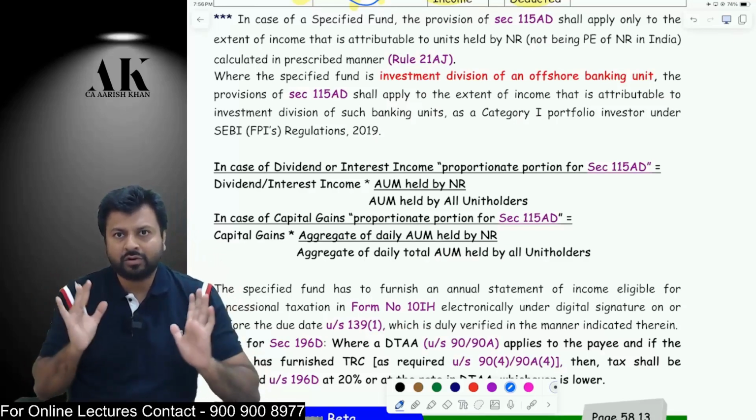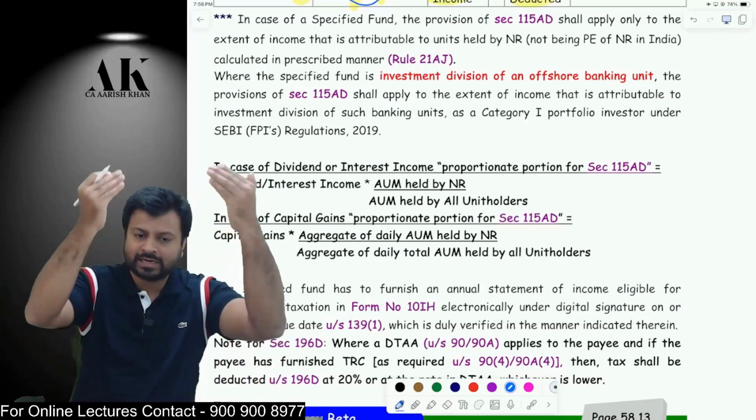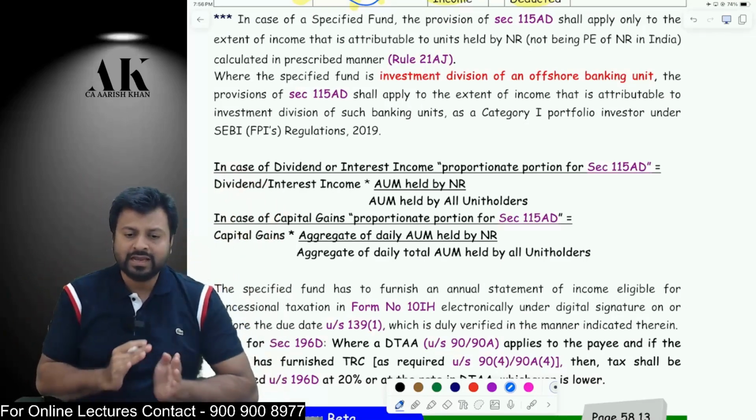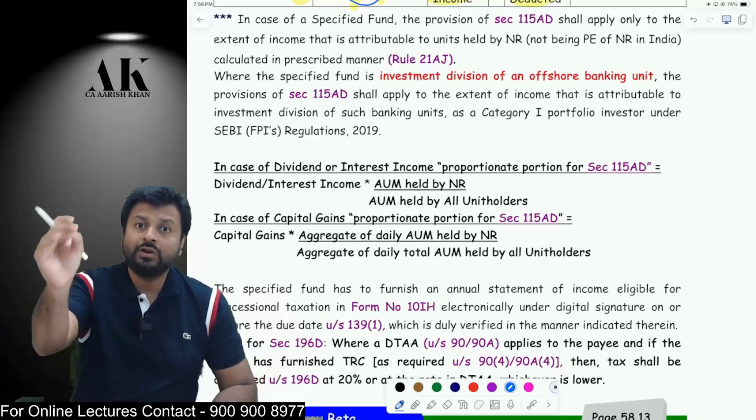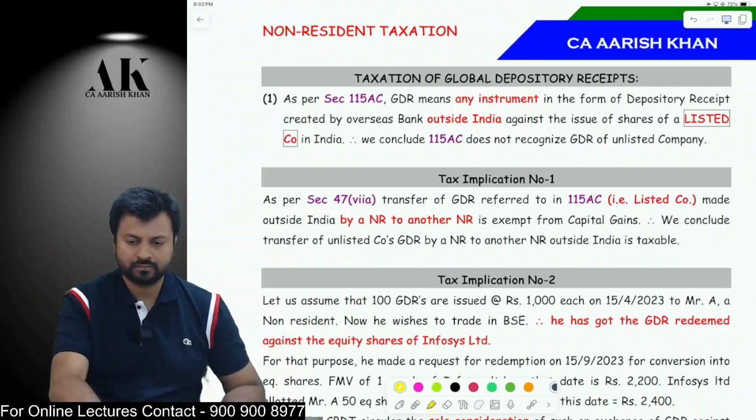Suppose there are 100 unit holders, out of which 70 unit holders are non-resident. Therefore, 70% of the income will be chargeable at the rate I mentioned in 115AD, and 30% of the income will be taxable at the normal rate, which is applicable to normal assessees. I hope it is clear to all of you.